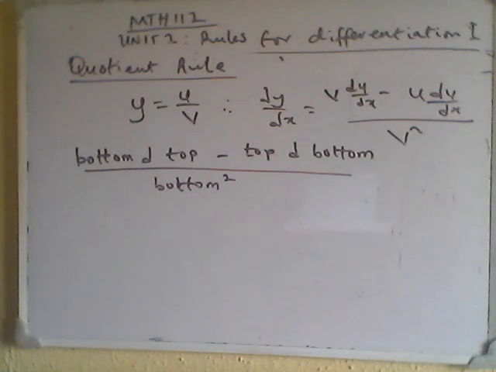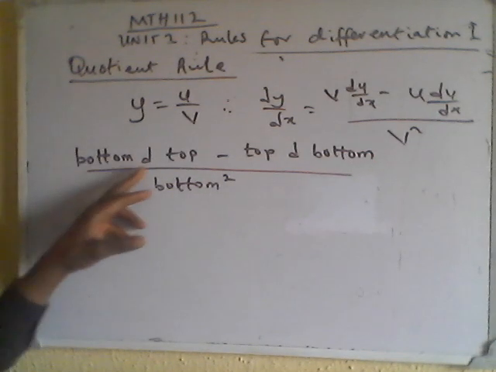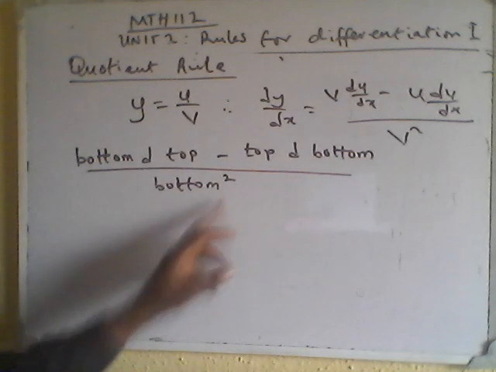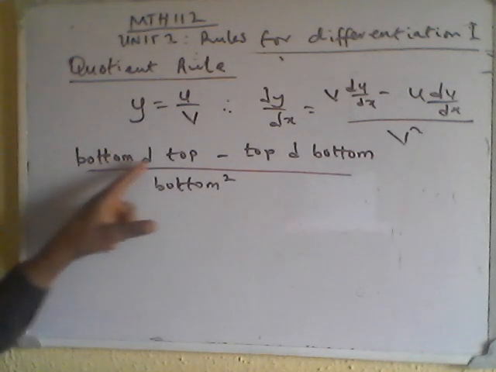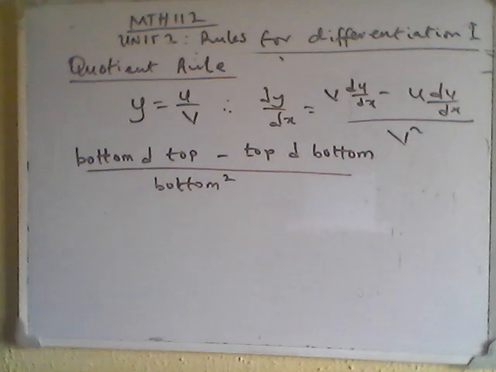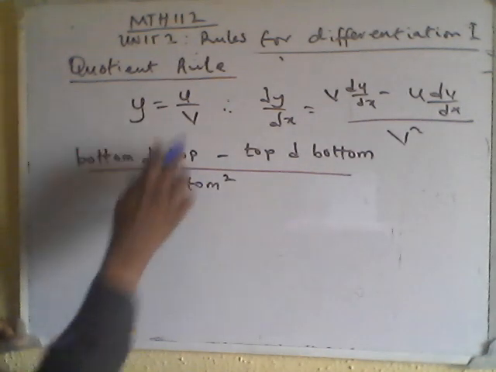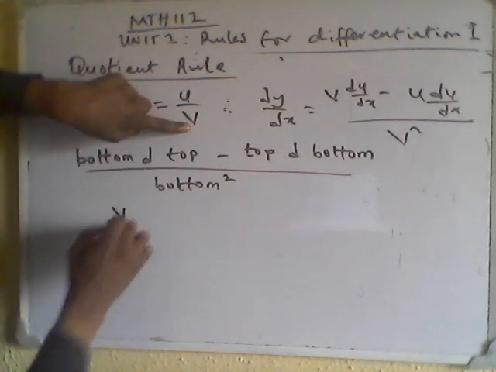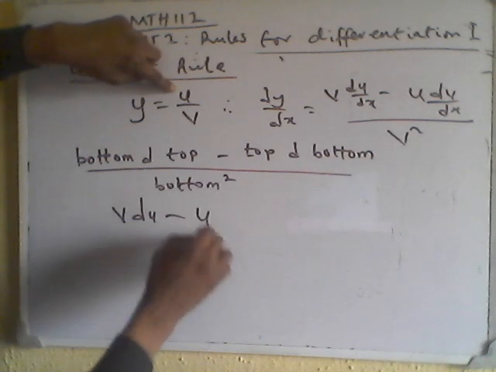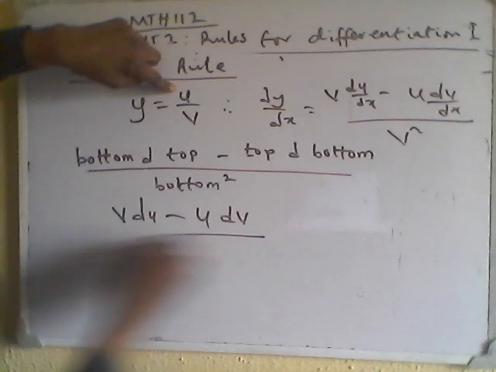Now, how can you read this? This is bottom, the top, minus top, the bottom, over bottom square. Again, bottom, the top, minus top, the bottom, over bottom square. How does this apply? So, I have a function like this. Remember, I just write, what's bottom? Bottom is v, right? Bottom, the top, minus top, the bottom, over bottom square.